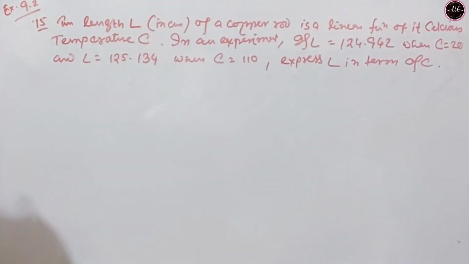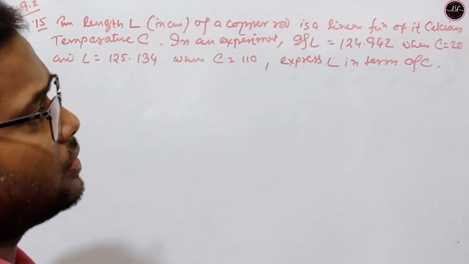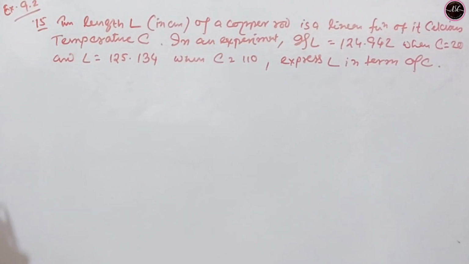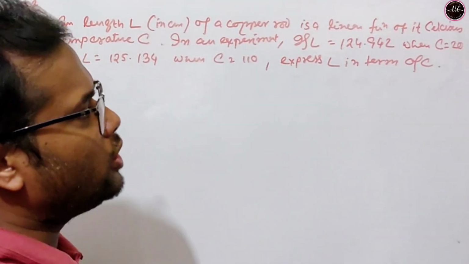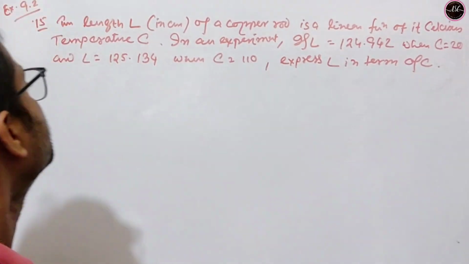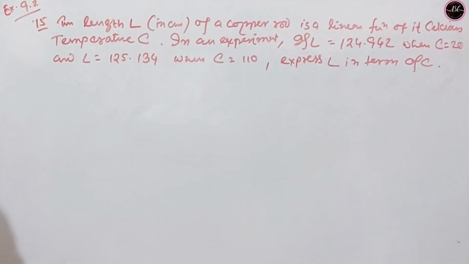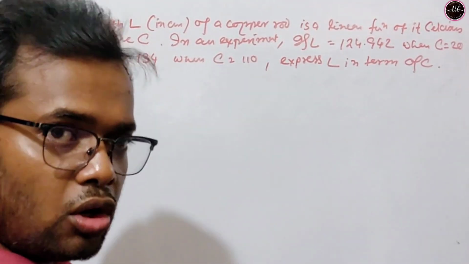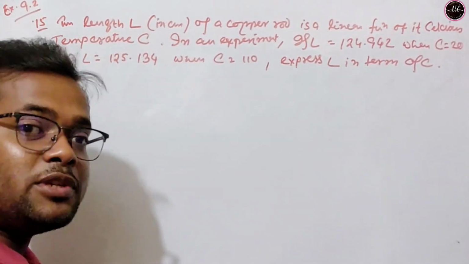Then look at this question. The length L in centimeters of a copper rod is a linear function of its Celsius temperature C. In an experiment, if L equal to 124.942 when C, that means temperature, is 20 degrees Celsius, and L is 125.134 when C is equal to 110. Express L in terms of C.